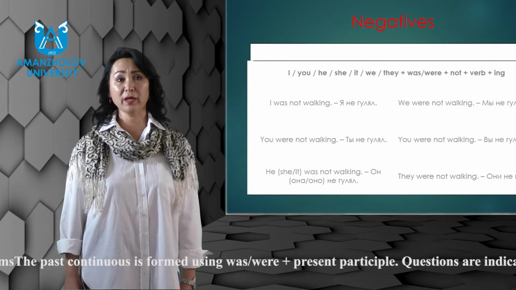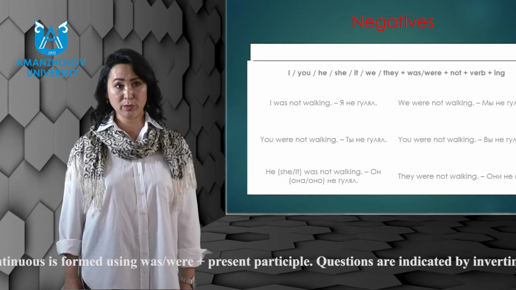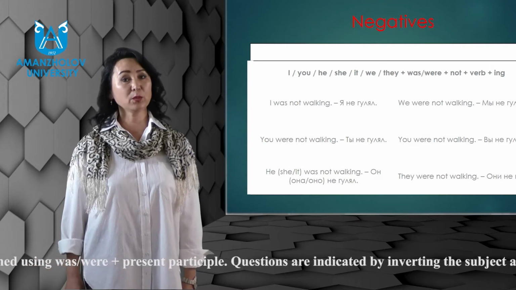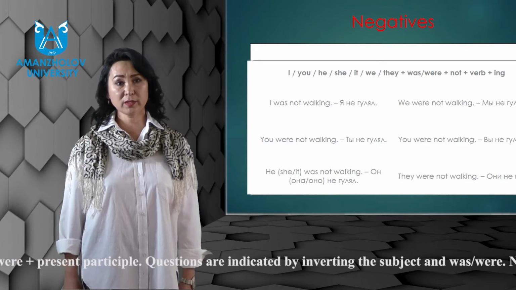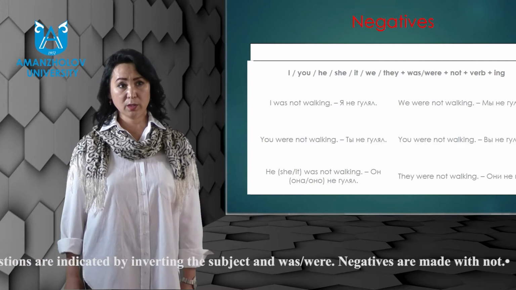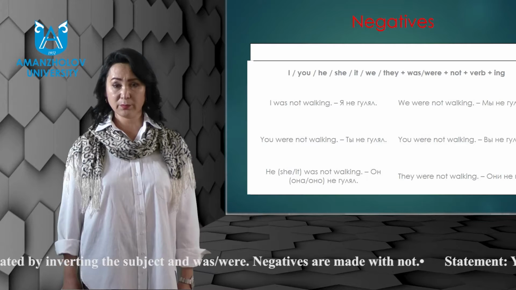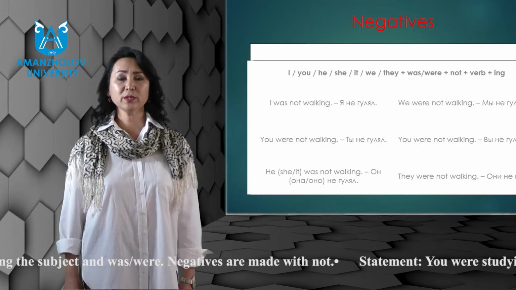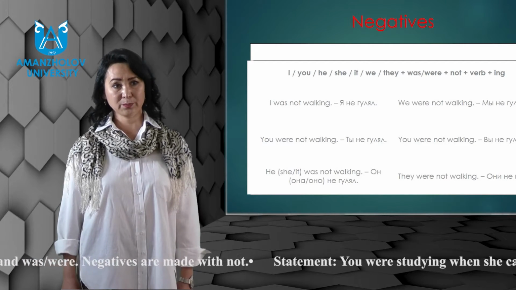Questions are indicated by inverting the subject and was or were. Negatives are made with not. Statement, for example, you were studying when she called. Questions. Were you studying when she called? In negative forms, you were not studying when she called.